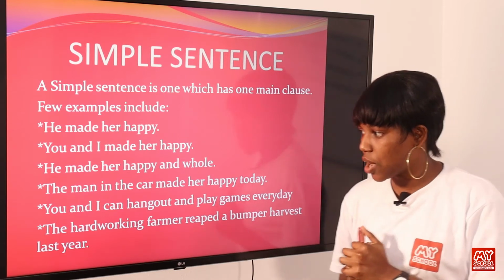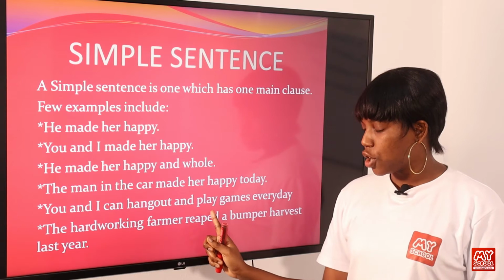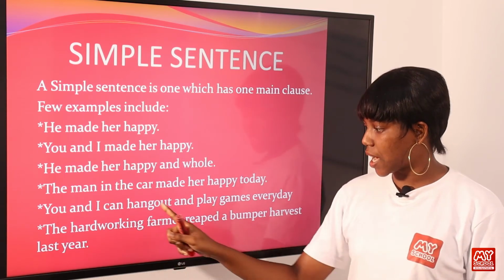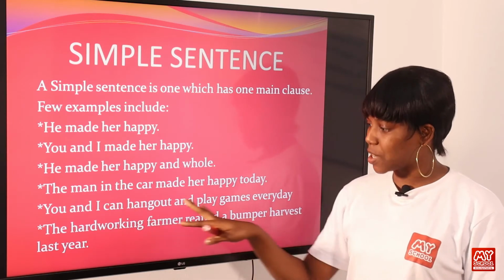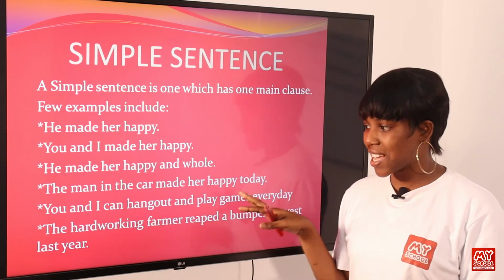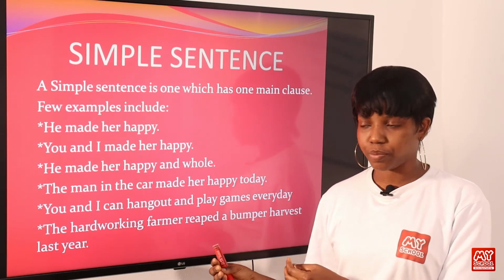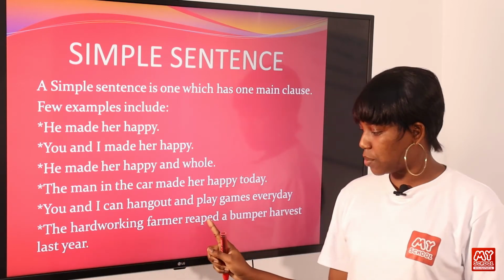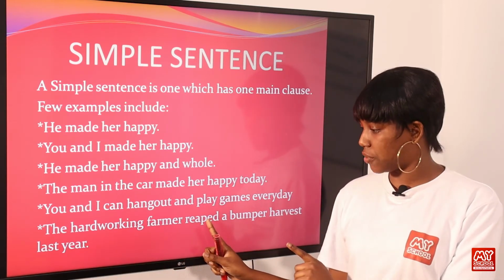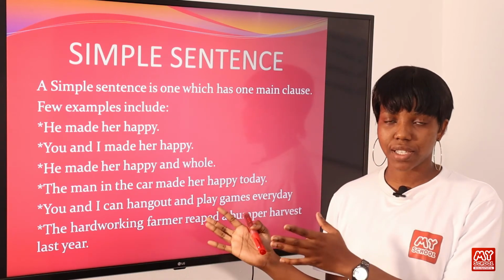So the next sentence you have is "You and I can hang out and play." So you can see a compound predicate here, hang out and play. Play what? Games every day. Now this is also a simple sentence, because you have a subject and a verb relationship. The last one is "The hardworking farmer reaped." The hardworking farmer is the subject, reaped is the verb. So you can see the subject and verb relationship. So all of these are simple sentences.